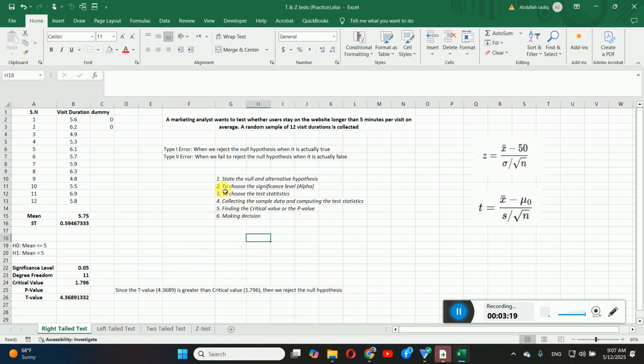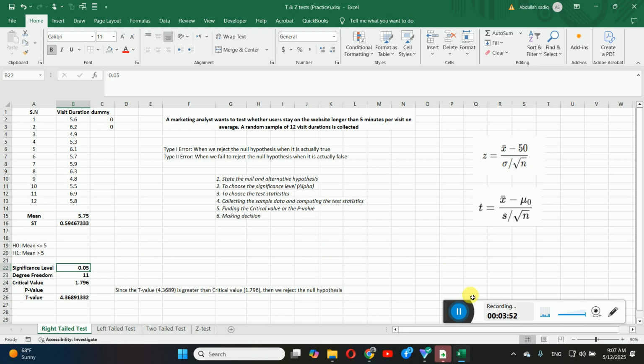Now, the second step is to choose the significance level alpha. This is actually about the type 1 and type 2 error, dear student. What is type 1 error? Indeed, the type 1 error is our alpha. Why? Because the significance level in our example is 0.05. This means we are willing to reject the null hypothesis in the area of 5% when it is actually true, dear students.